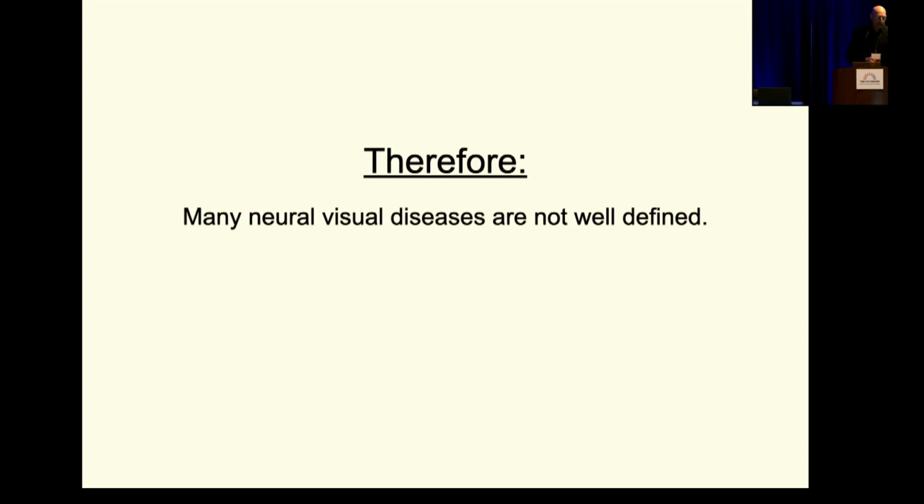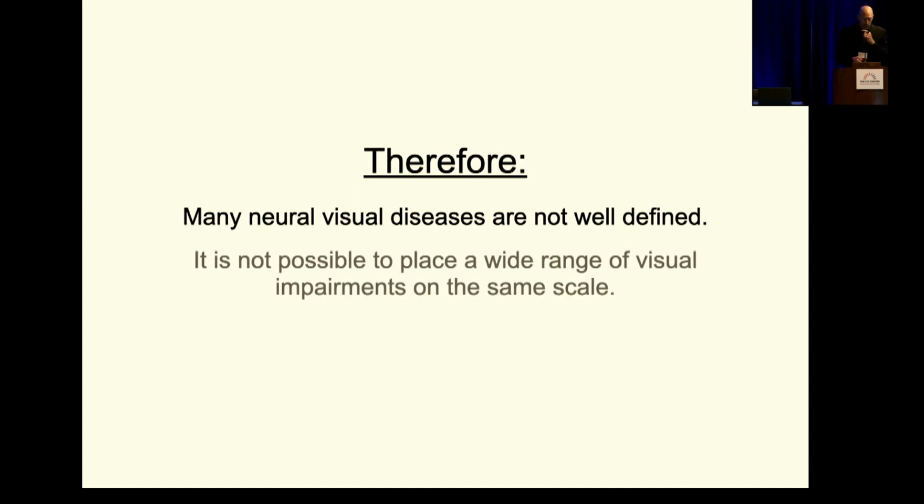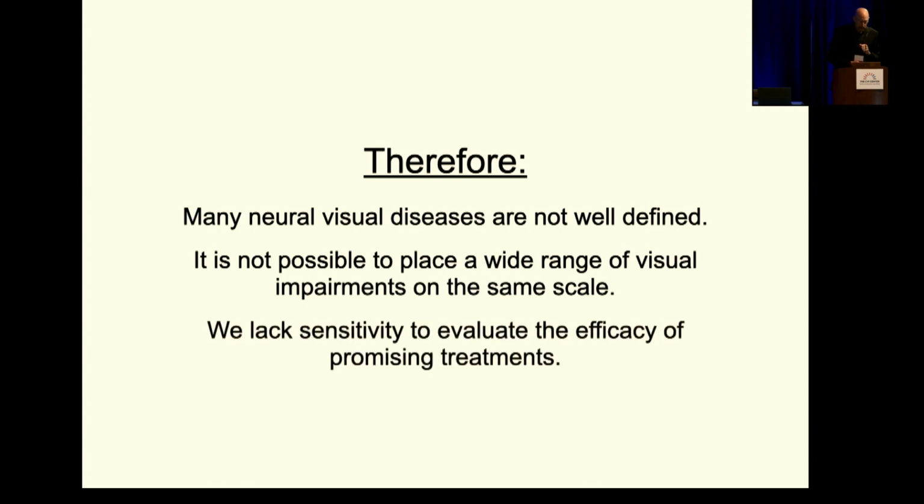So what we have here is many neural diseases aren't well defined. Does that ring with everybody here? And it's not just the disease we're here to talk about. It's not possible to place everybody on the same scale. We'd like to know. When I say to you, well, my acuity is this and your acuity is that, we can put you on the same scale. If we can't measure it or measure it in a different way, how do we know we're talking about the same thing? So I think it's important that we put everyone on the same scale.